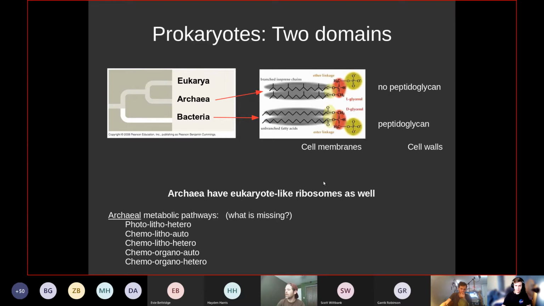We've got a bunch of metabolic pathways. These are the ones that I know of that could be found in archaea. What's missing from these?